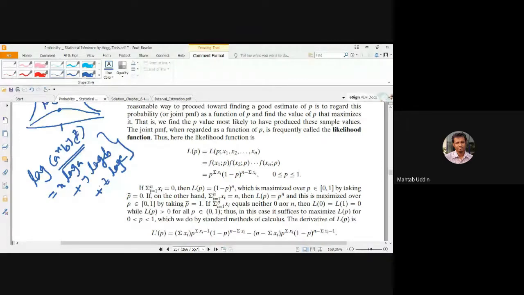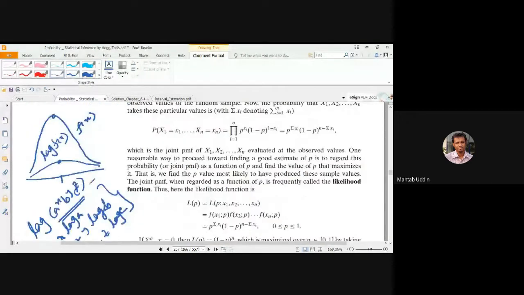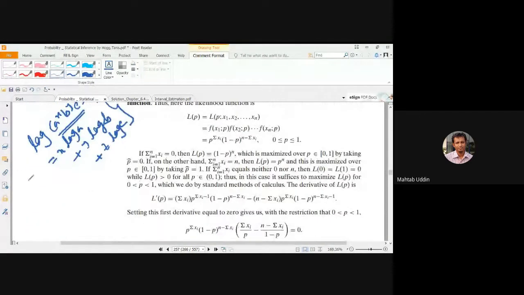That's why we will take the log function. So we will not work with L(theta), we will work with log L(theta), or ln L(theta), anyone. Then our calculation will be simplified, but we'll get the same value that we need. Do you understand? Yes, sir.